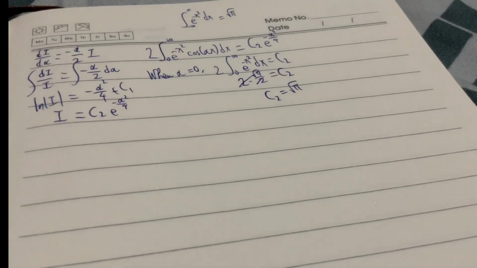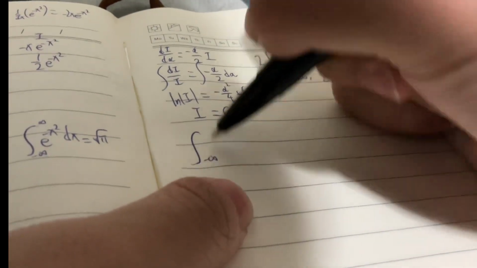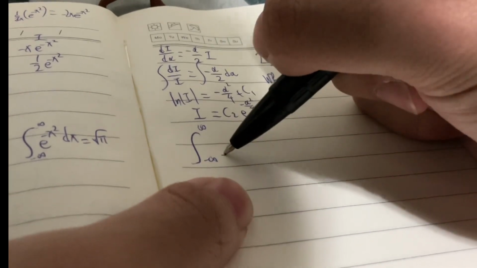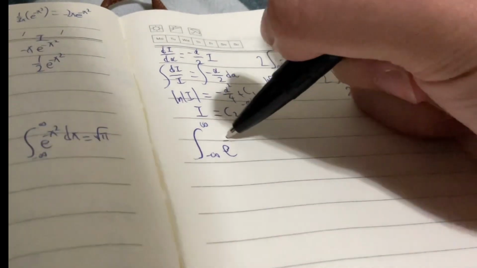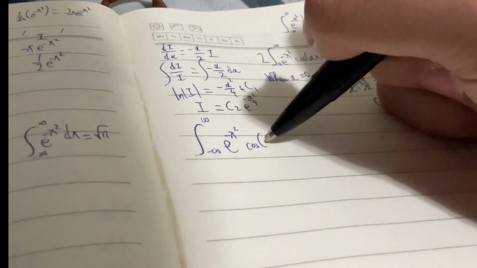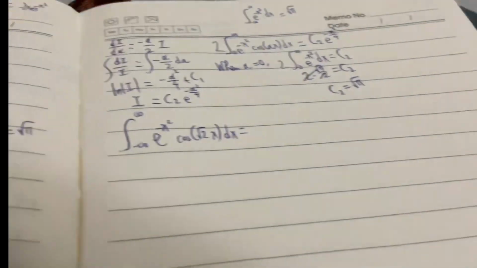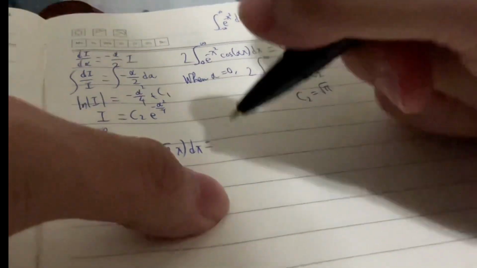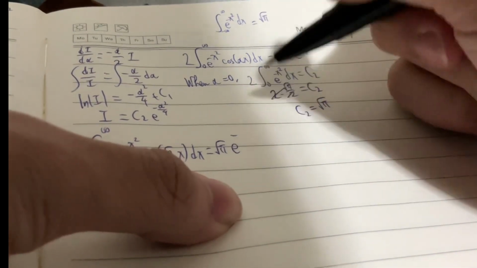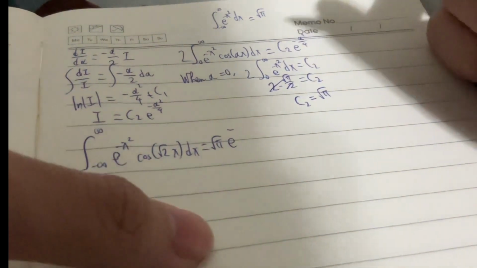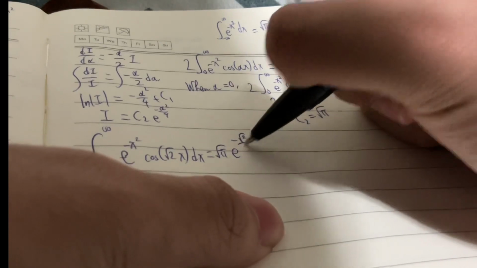And finally, our original question, you will get the integral of e power of negative x squared cosine of square root of 2 x dx. This is just equal to our constant c2, which is square root of pi, multiplied by e power of negative, and then our alpha is what here? Square root of 2. So square root of 2 over 4.